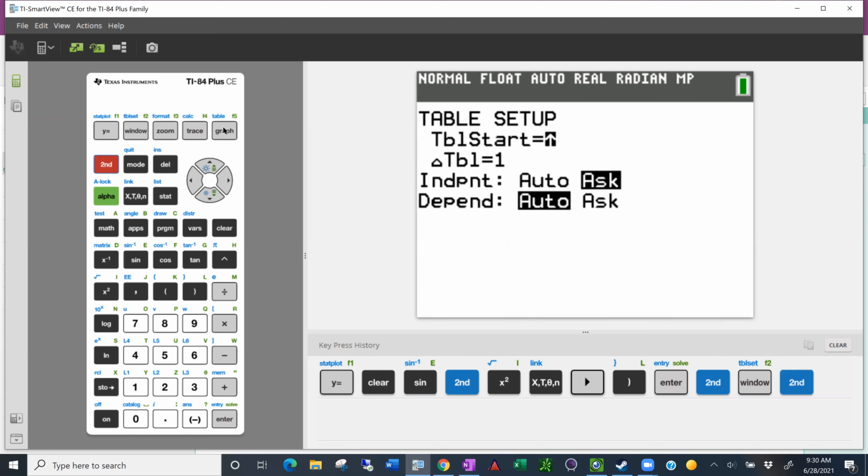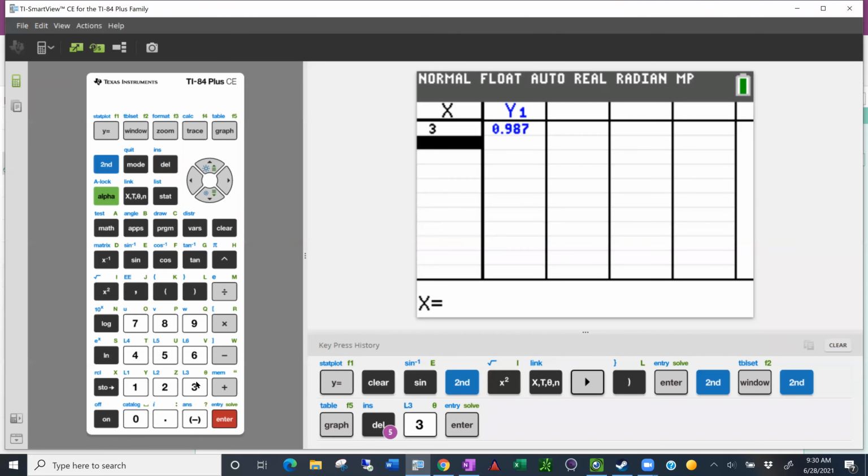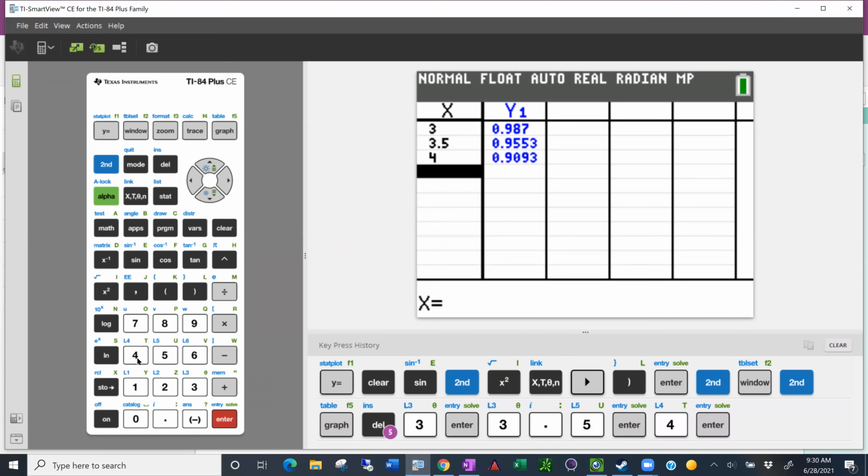So I'll delete these values here, and you can kind of keep up with my keystrokes by looking at the bottom here. So I'll delete, delete, delete, delete. There we go. And now just type in the values that we need. So that'd be the values that are part of our partition: 3, 3.5, 4, 4.5, and so on, all the way up to 6.